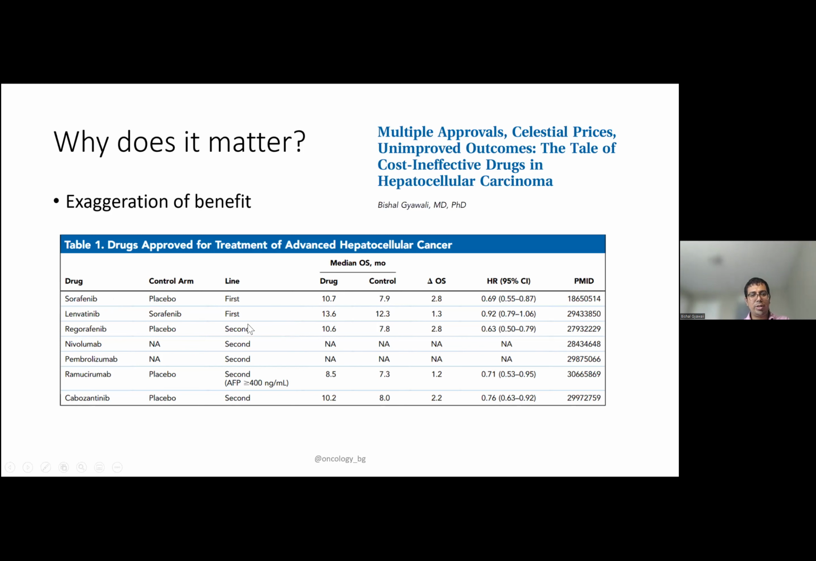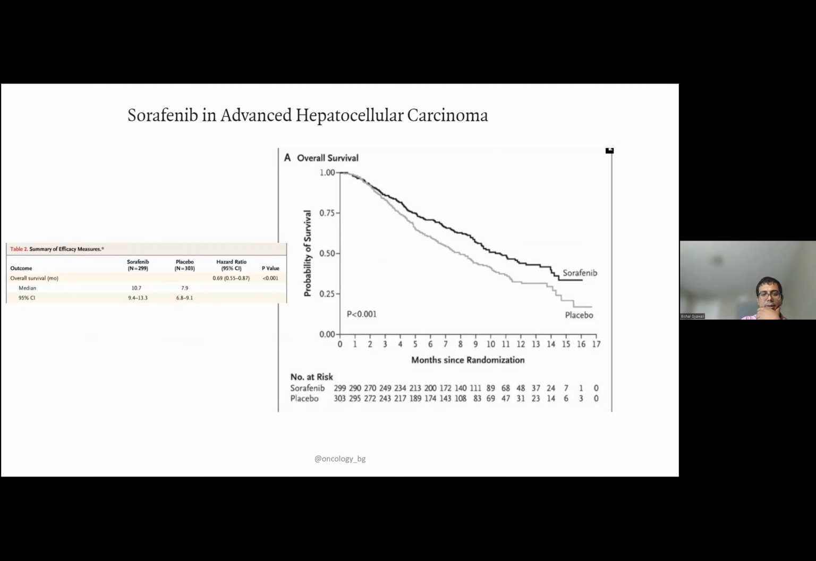But interestingly, if you look at this second line trial, so these are patients who have already failed on first line. So you would expect their survival to be still poorer. But even patients in the second line, even in the control arm, we are seeing survival of 8 months, 7 months, 8 months. So this clearly shows that these are highly selected patients in these trials. And if we look at the sorafenib trial in particular, as I mentioned, this is 11 months survival with sorafenib versus 8 months with placebo.